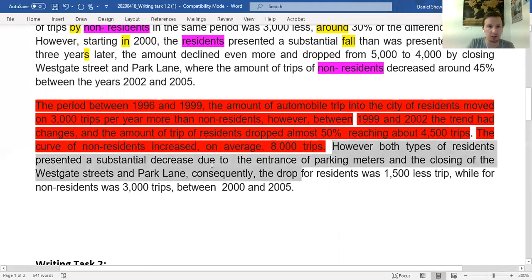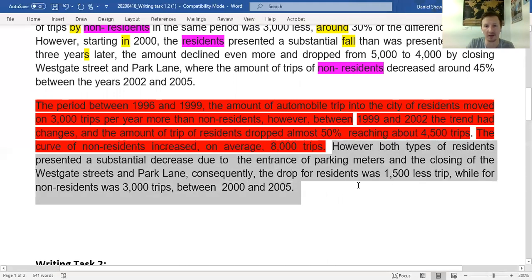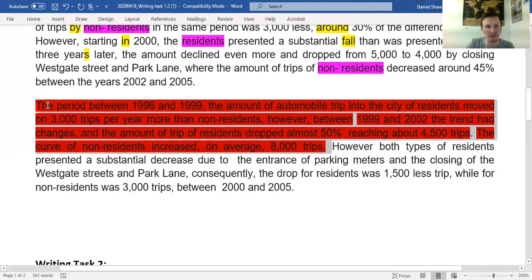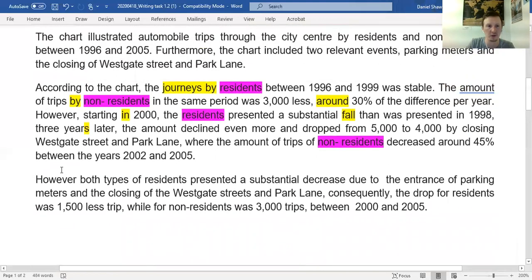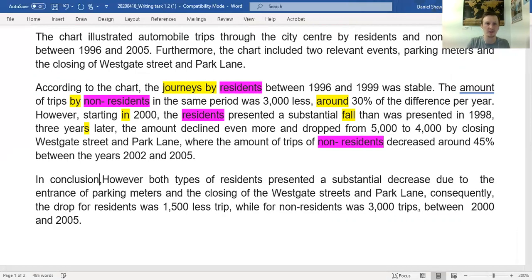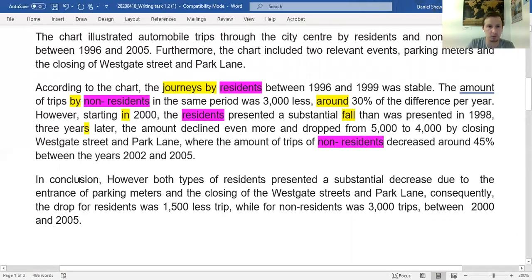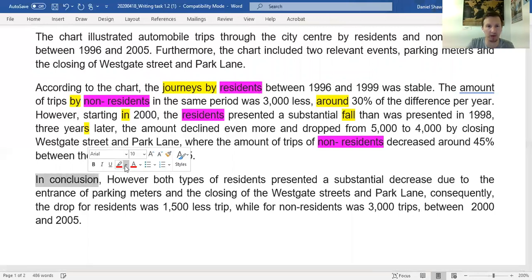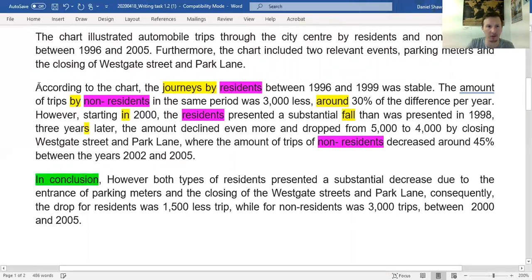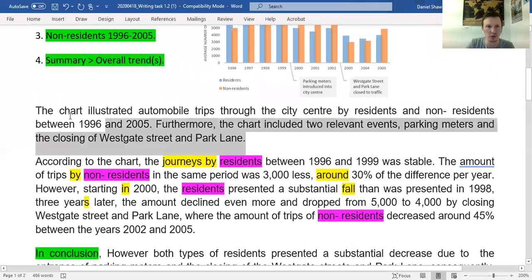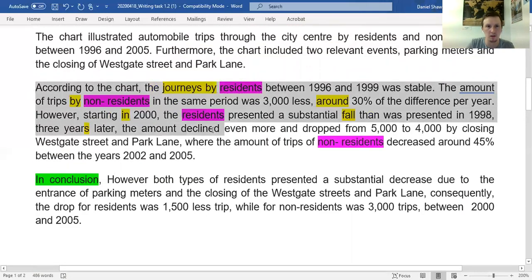However, both types of residents presented a substantial decrease due to the entrance of parking meters. And okay, so this is a nice point to summarize on. So we're going to take this out again and bring it back. So we need to use a phrase to summarize. So in conclusion, that's a really simple, easy way to summarize our points, which we've identified in the second paragraph here. So we have an introduction. We have our main points to summarize and compare, and then here we can conclude. So we can take out this word however because we've used in conclusion.